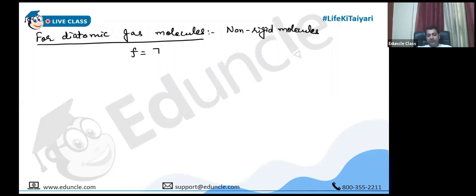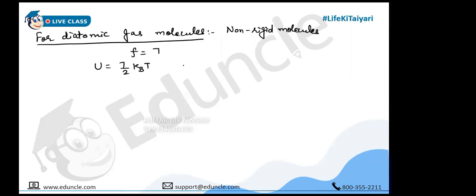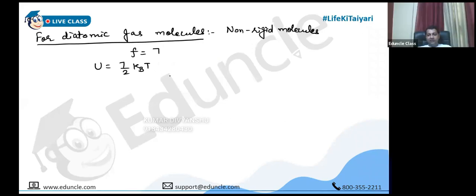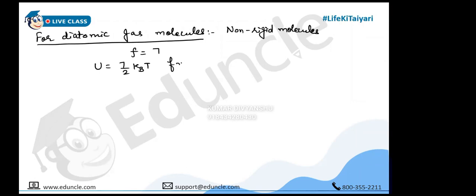Otherwise, it would have been 6 degrees of freedom. But the contribution of the vibrational degree of freedom is kT, not half kT. So it is double that of all other degrees of freedom. That's why instead of adding only 1 degree of freedom, we are adding 2. Clear or not? Can you please repeat? Energy associated with the vibrational degree of freedom is kT, not half kT, and kT means 2 into half kT. So 1 vibrational energy term corresponds to 2 degrees of freedom. Clear?